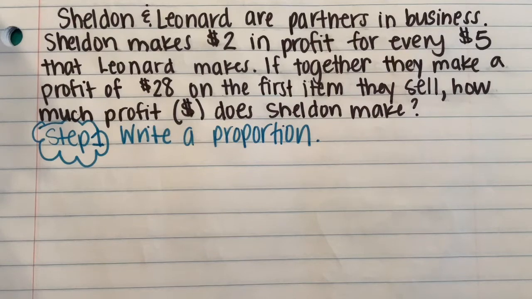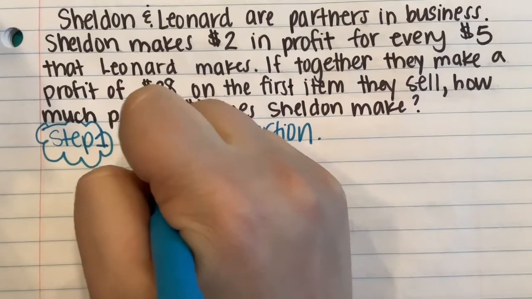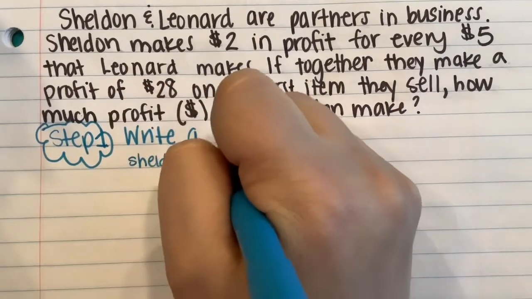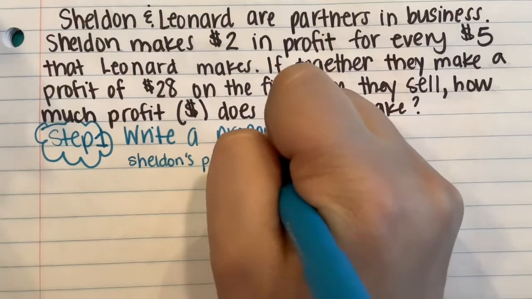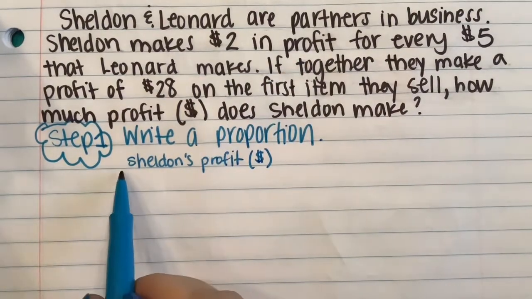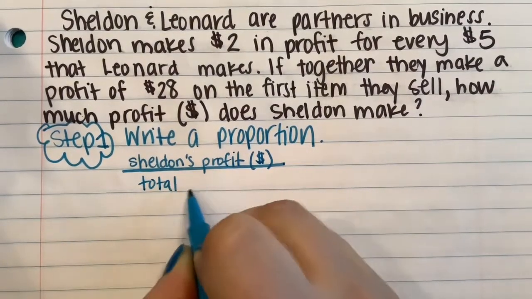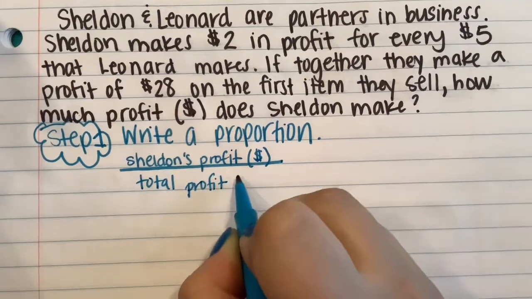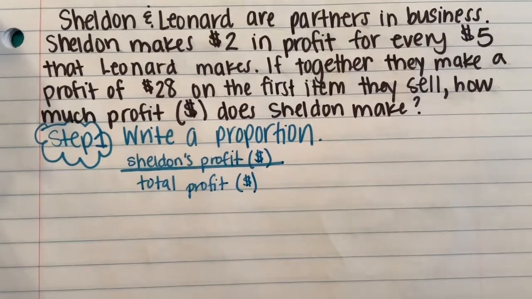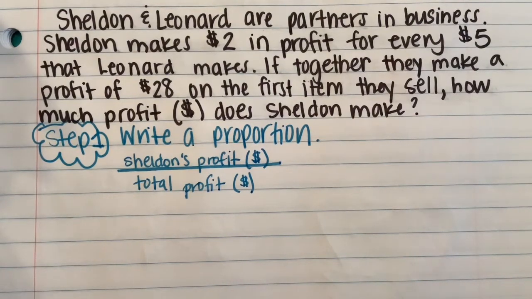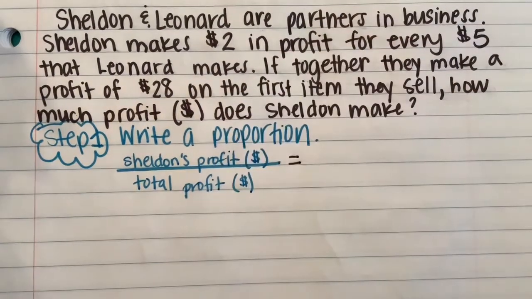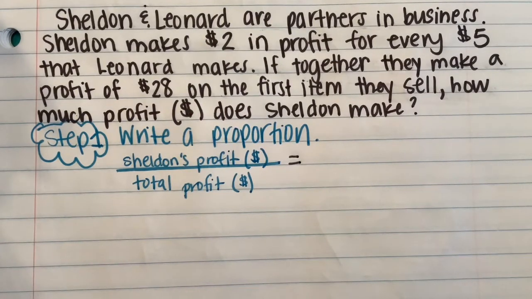We are going to write in fraction form Sheldon's profit, which was measured in dollars. So I'm just going to put my dollar symbol there, over total profit. So I can look at this almost like part over whole. In between my proportion, I will always have an equal sign because my definition says that this is an equation. The word equation means there's an equal sign in there.